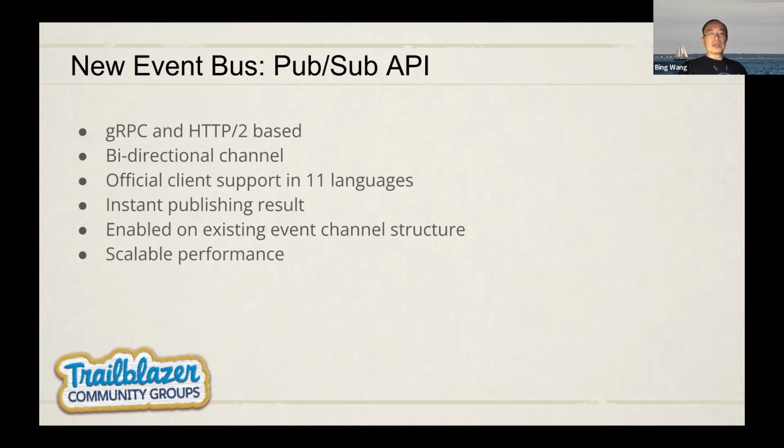And you do get an instant publishing result, and it is also enabled on the existing event channel structure. So once you define an event channel, the events can flow through the existing structure, but they are also reachable through Pub/Sub API. So again, a good bridge between what we have now and the future, and it's really scalable performance.